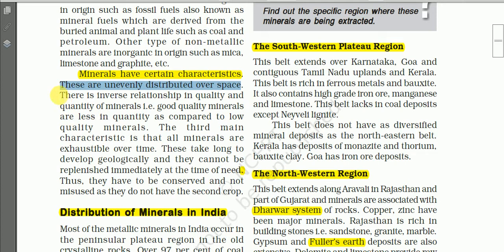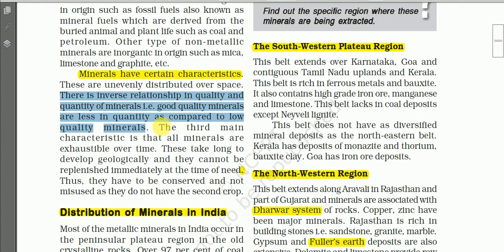And another point is that there is an inverse relationship in quality and quantity of minerals. That is, good quality minerals are less in quantity as compared to low quality minerals. So good quality minerals, generally we find less in quantity. And when the quality of mineral is low, then we find it in bulk, in large quantity. And when the quality of mineral is high, then we find it in less quantity.